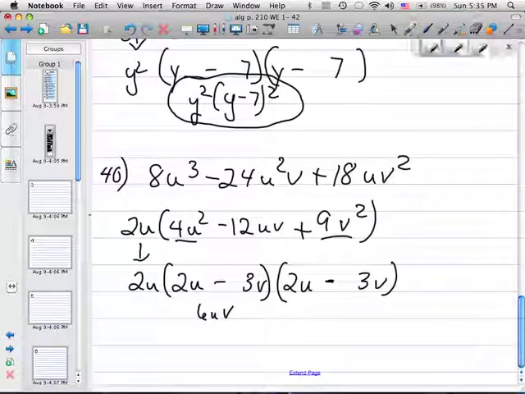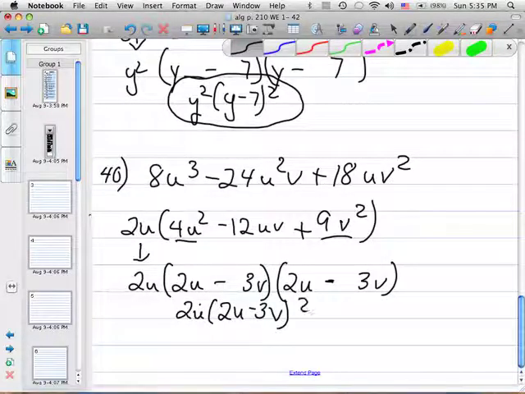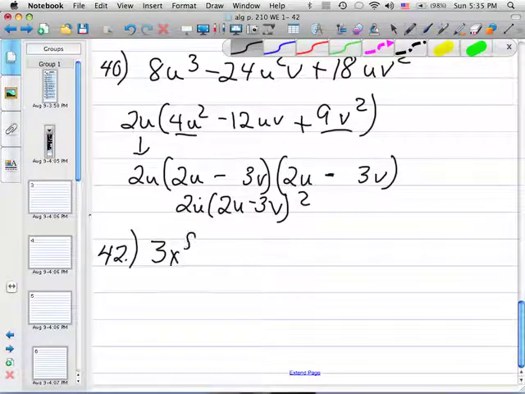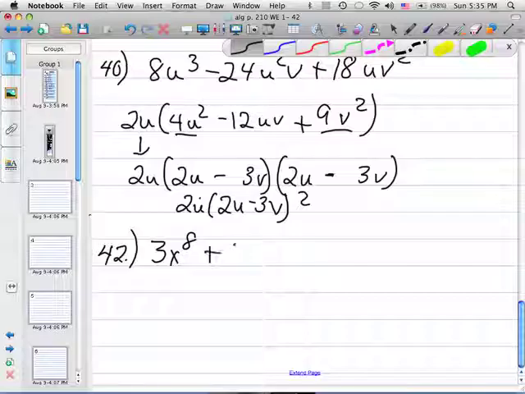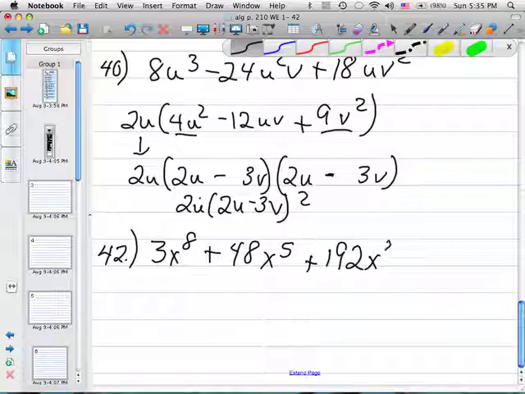So my answer is 2u times the quantity 2u minus 3v squared, quantity squared. And the last one, 42, we have 3x to the 8th plus 48x to the 5th plus 192x to the 2nd.